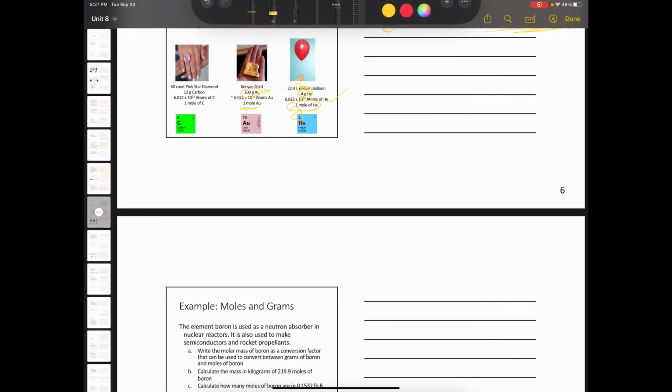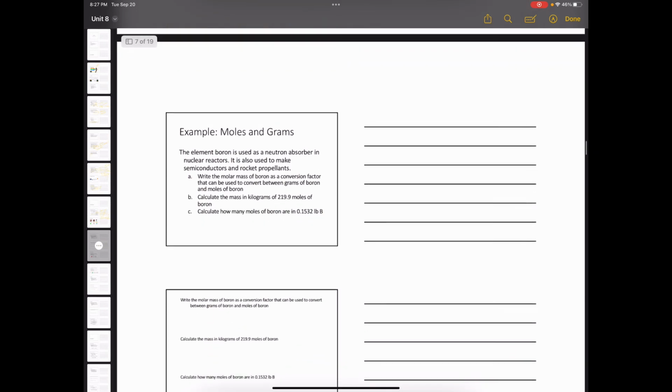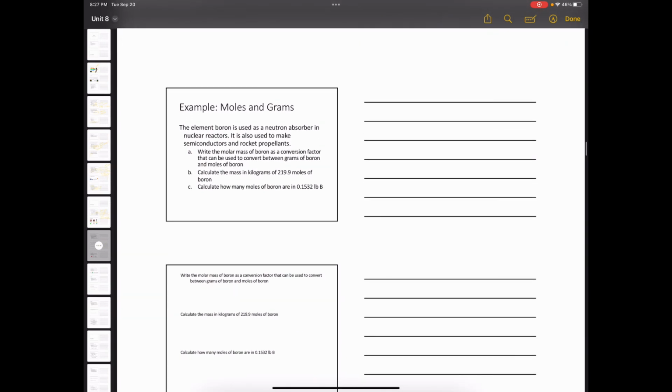So, let's do an example, moles and grams. Boron is used as a neutron absorber. It's used in nuclear reactors to absorb any excess neutrons to eliminate any radiation. Okay, it is also used to make a semiconductor, and also as a rocket propellant.